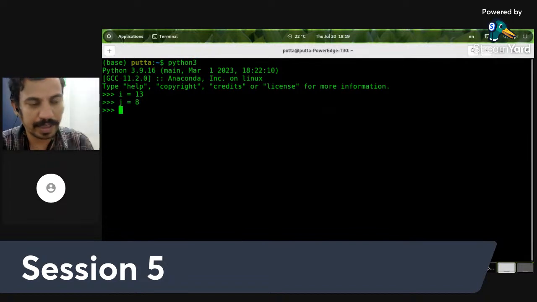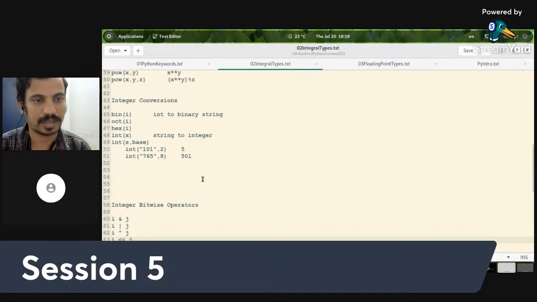Can you obtain the binary equivalents for I and j? How do we get the binary equivalent value of 13 and 8? Try to remember, we did conversions at the end. What function can you use?